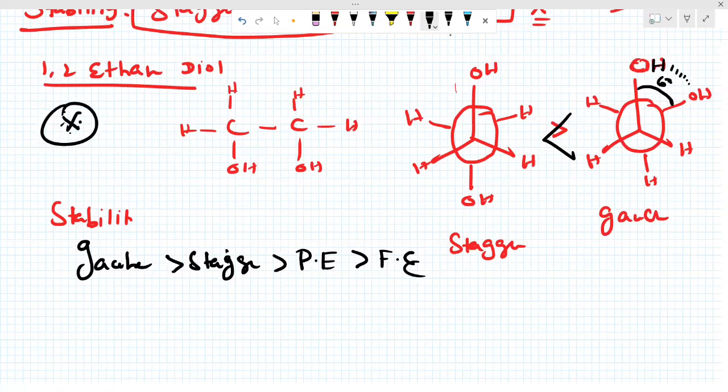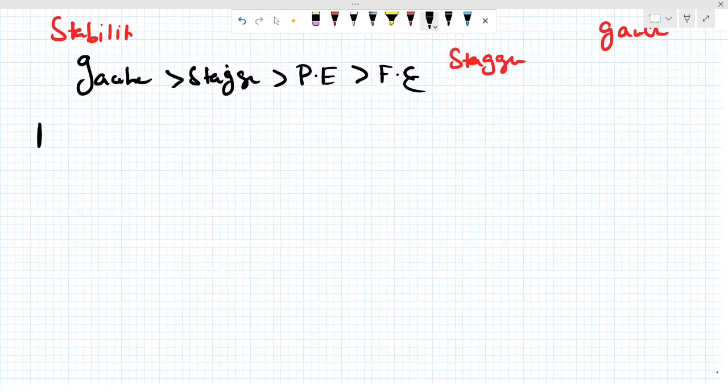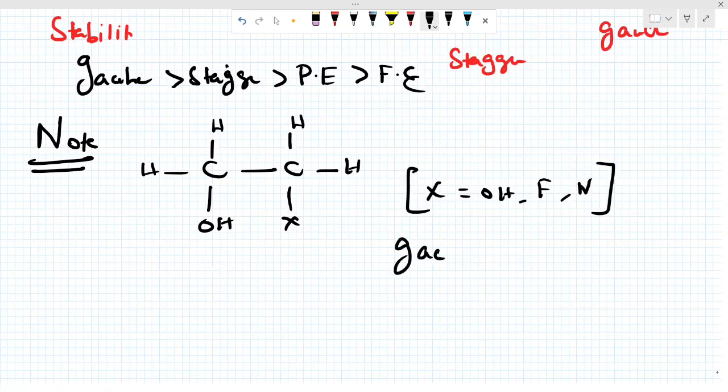Similarly, for 1,2 dichloroethane and dibromoethane, I will discuss that case. Now please note, very important. Suppose they give this in the exam. Carbon, hydrogen, here OH, here hydrogen, and X. Now see, X can be OH, X can be fluorine, X can be nitrogen. In this case, always the gauche form is more stable over the staggered form. Very important. That is the first case. And the second case.